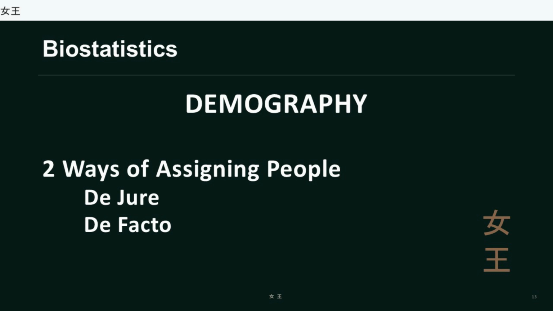Biostatistics. Demography is the study of population size, composition, and spatial distribution as affected by births, deaths, and migration. Sources: census, a complete enumeration of the population. Two ways of assigning people: De jure, people are assigned to the place they usually live regardless of where they are at the time of census. De facto, people are assigned to the place where they are physically present at the time of census regardless of their usual place of residence.